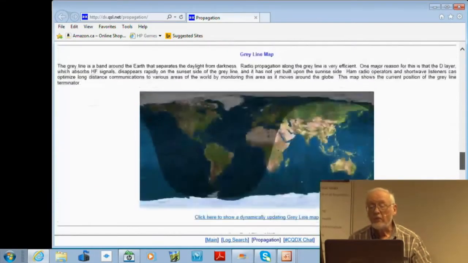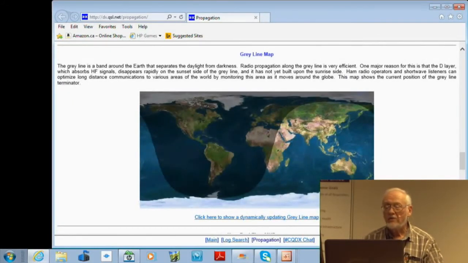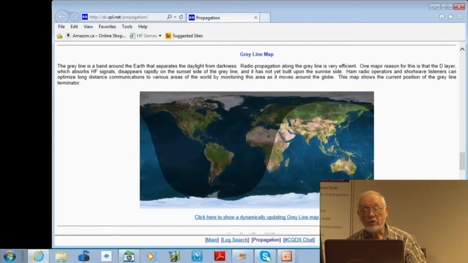This is a gray line, which is also quite useful. It hasn't got a lot... well, it does have something to do with propagation. This is where it's dark right now. And of course, this is where it's daylight. Along this terminator, around the world, you get sometimes very extraordinary propagation. Because what's happened here is that it's not nighttime, it's not daytime, you're in between.